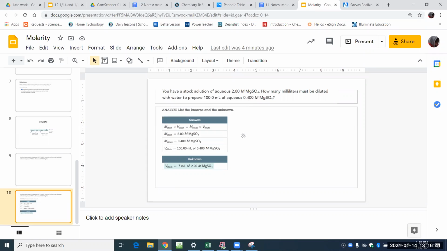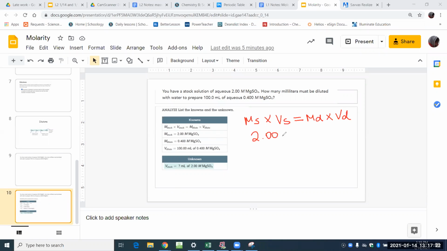So you just need to plug it in. It might sound a little complicated, but it's not. Actually, this is way easier than what you guys have been working on. So here's what you're gonna do. I'll just put S for stock: concentration of stock times volume of stock. Sometimes you're gonna see M1 V1 equals M2 V2. It does not matter. M of the diluted times volume of the diluted.